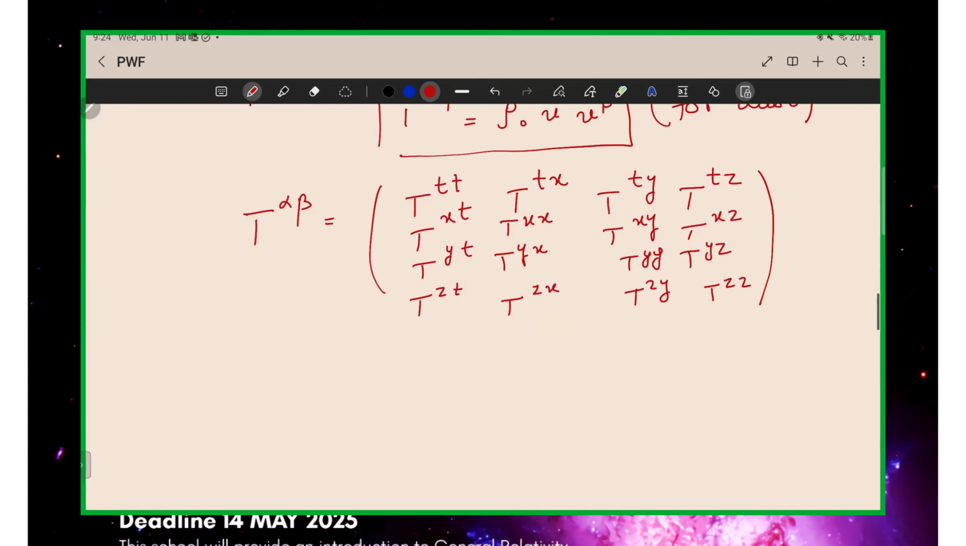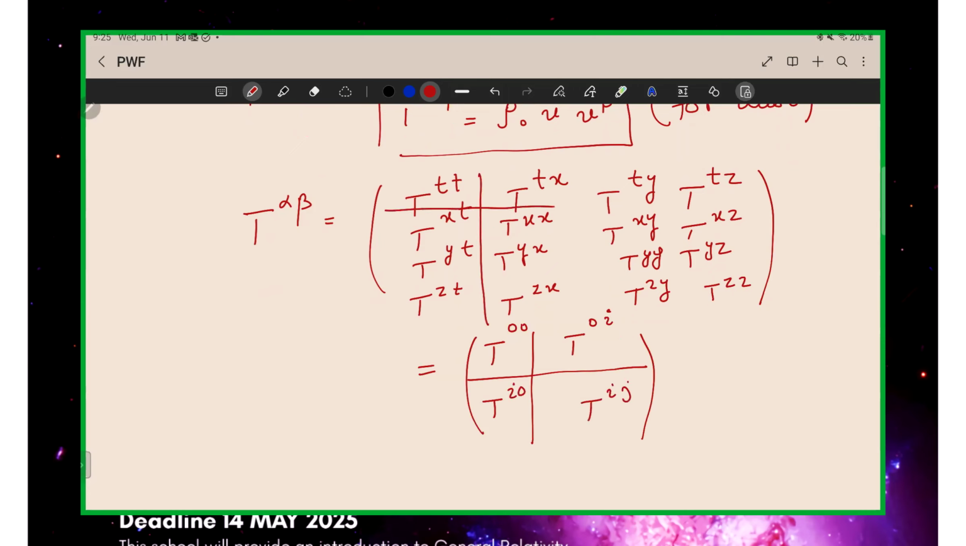But I can summarize it like this. It has four different types of components. The time component that I will also refer to as 0, 0, because the time component is referred to as the 0th coordinate. These are time and then a space component. i means that it's the space component. It can be x, y, or z, or 1, 2, and 3. These are i0 and these are ij, right? So this is the division that I made.